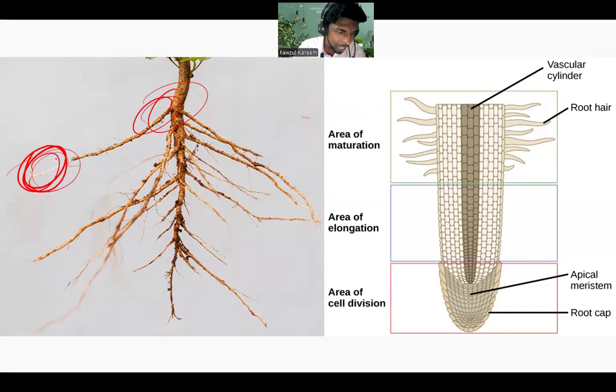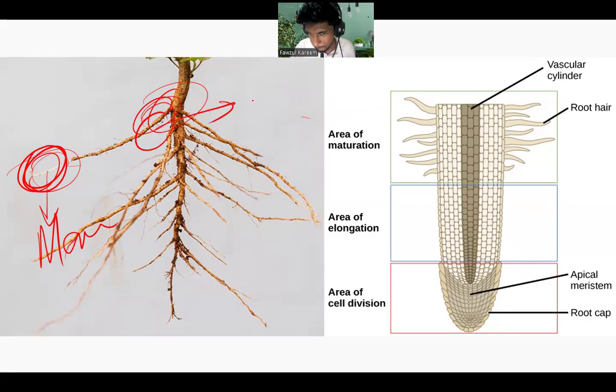But here the color is very light and soft in nature. What does it mean? They are forming new cells. So the tissue present here is called meristematic tissue, and the cells which are here are called permanent tissue.